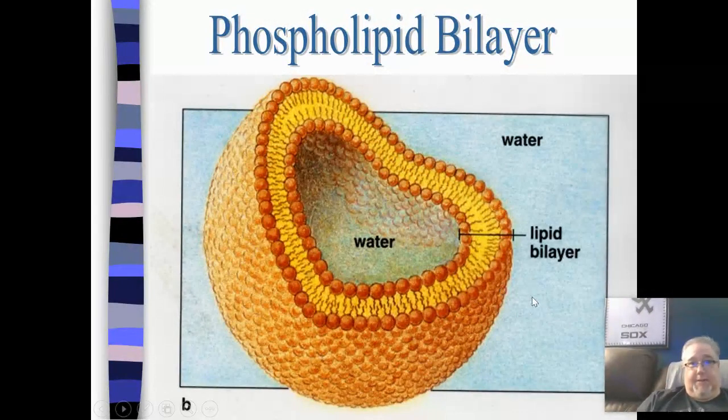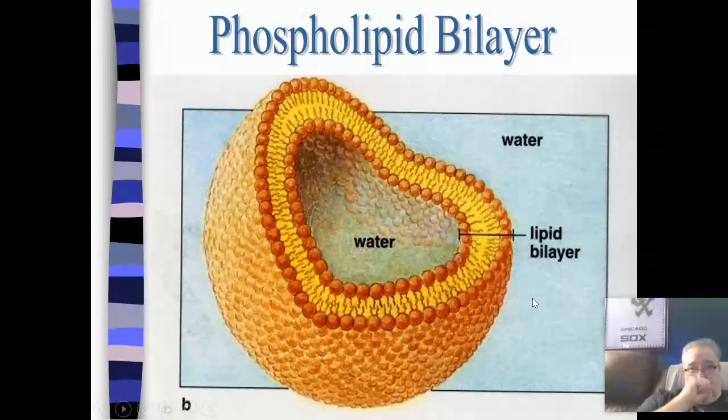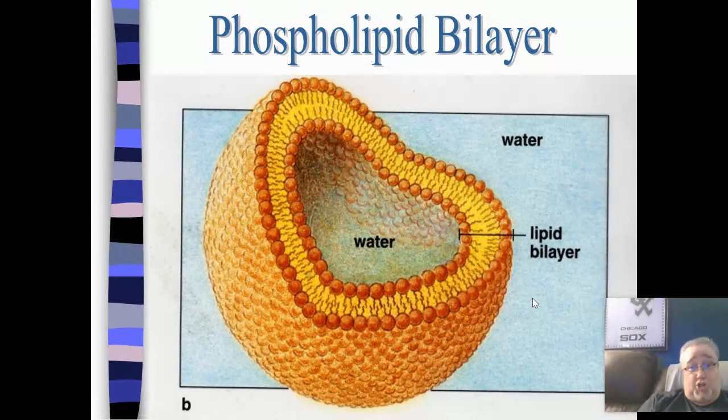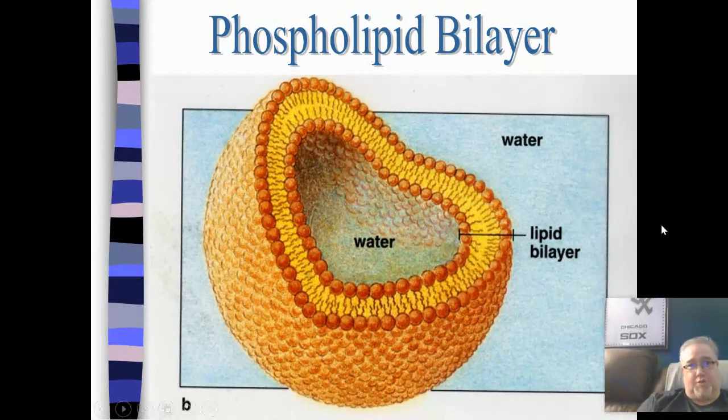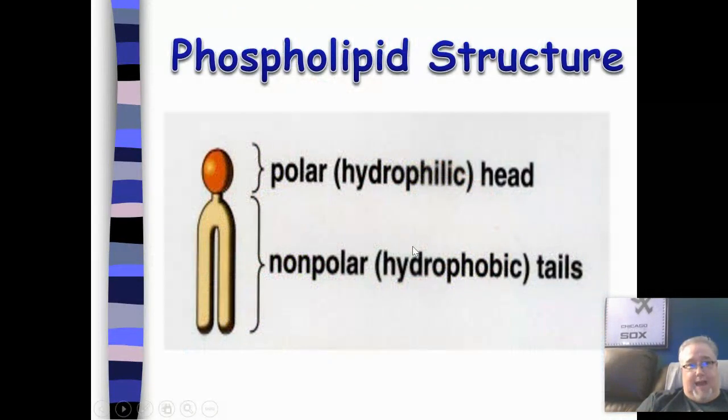All on the inside, all on the outside of the cell. So I want us to understand a little bit about the structure of these molecules and how they're structured this way. So let's take a look at an individual phospholipid molecule. It kind of looks like this. It's got this little head to it, got this little tail to it. Now the head is what we call a polar head.